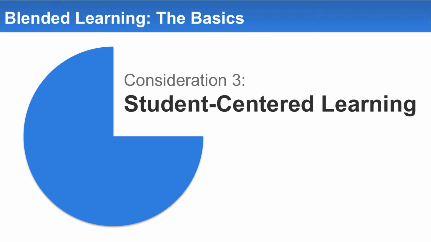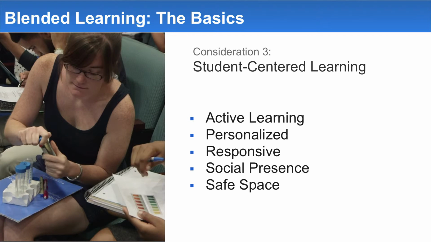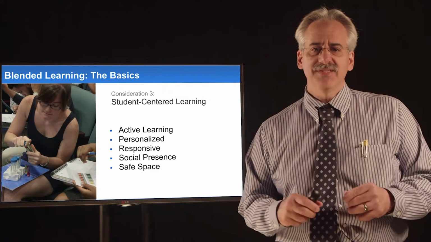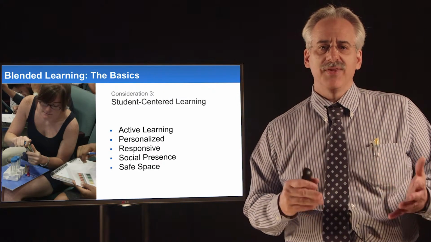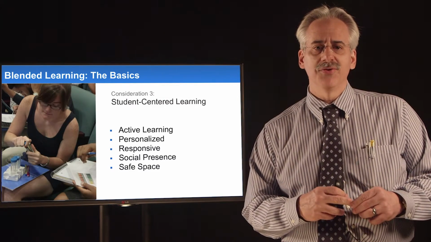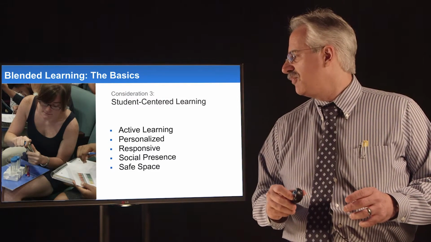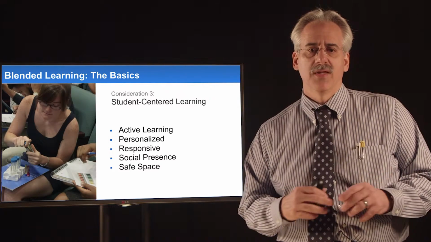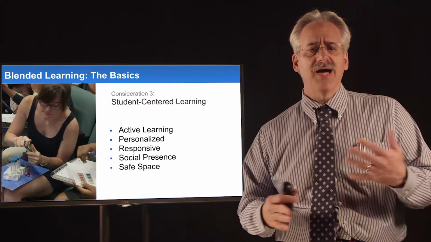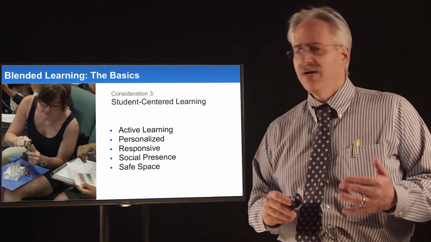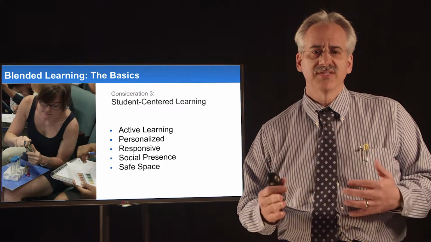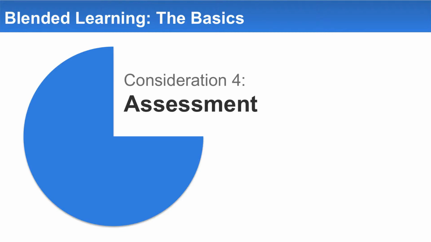Consideration number 3, strive to construct a student-centered environment where students take more responsibility for their own learning. In order to create that student-centered environment, the class should be active. Students passively listening to your lecture may enable them to sit back and not take an active role in their own learning. It should also be personalized and responsive to student needs. Experiment with collaborative assignments and make sure that students feel safe so they can risk, share, and learn from each other.